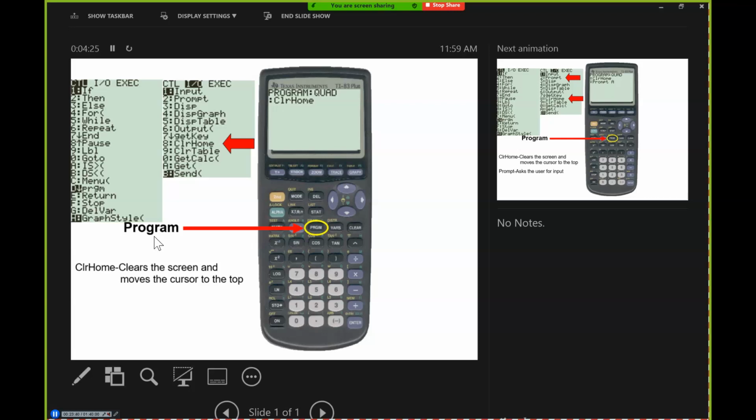So the next thing, now that we've cleared the screen, is we want to be able to give the calculator the values for A, B, and C, right? So the command that we're going to use there is called the prompt command. To find the prompt command, we're going to press that program button again, move over to the IO menu, and you'll see command 2 is prompt. After we select the command prompt, we're going to type the letter A. To type the letter A, you're going to have to press the alpha button first, and then the button with the little green A above it. I think that's the math button. Once you've done that, press enter and move to the next line.